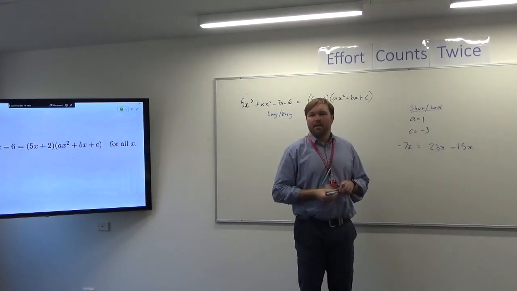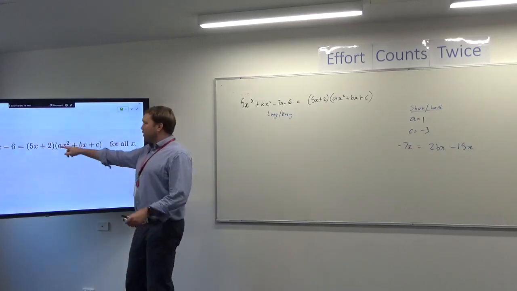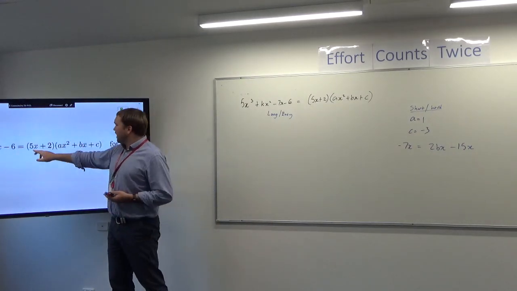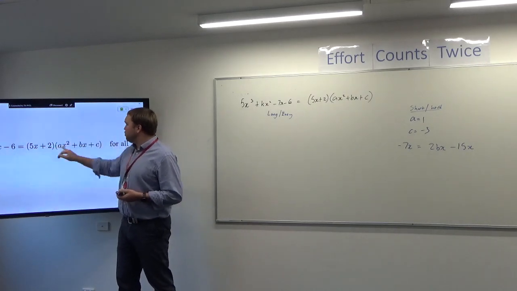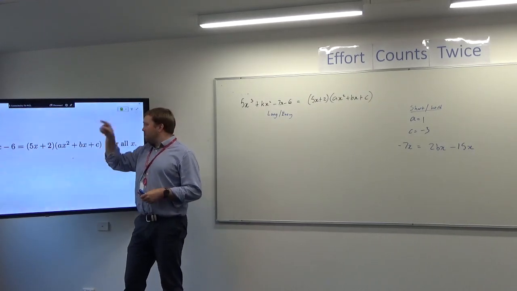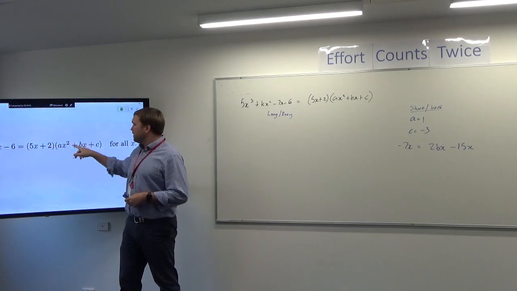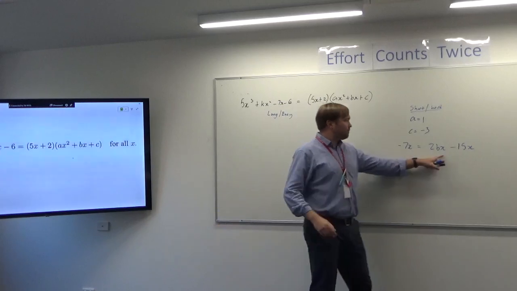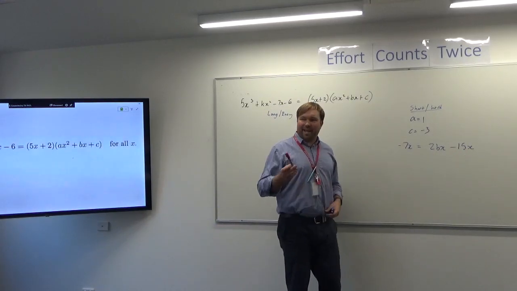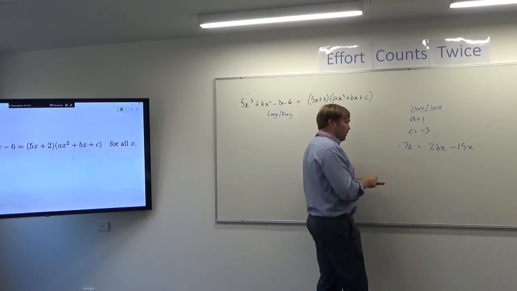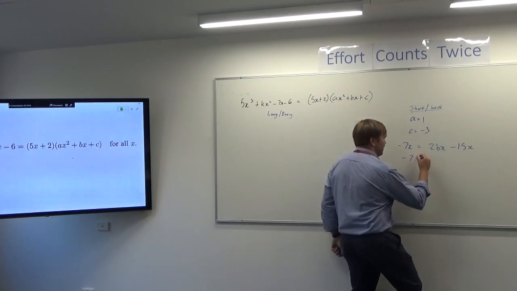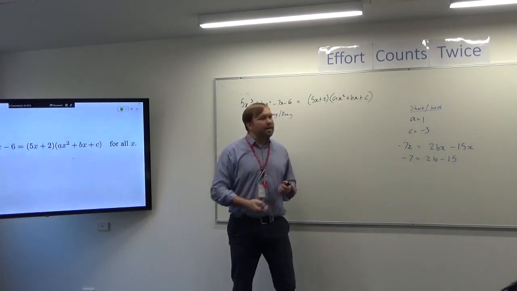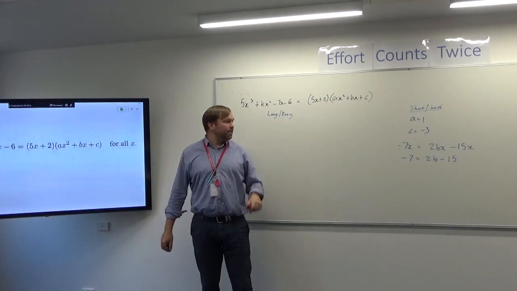Yeah? And no other combination will just get single x terms. I can't do the 5x and the bx. I can't do the 2 and the c. Only that pair of expansions, the 2 and the b, the 5x and the c, are going to get a single x term. So this must be true. Once we reach here, you can really cancel out the x's. And what we're looking at is minus 7 equals 2b minus 15. And from there your life gets easier.